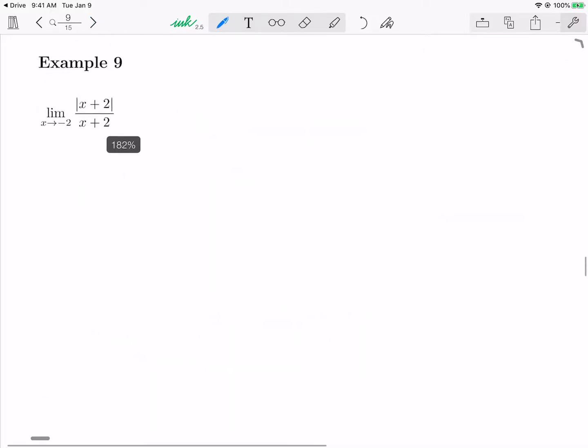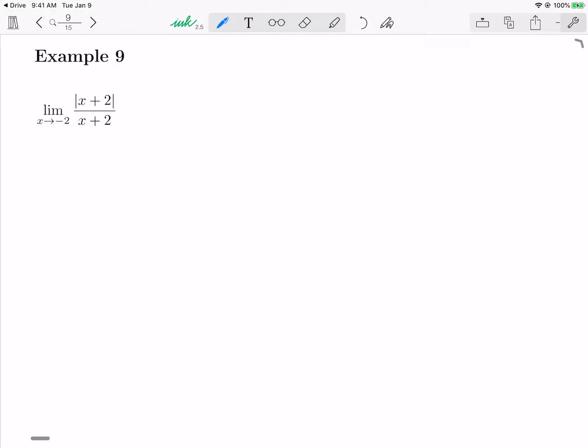So now we get into some more fun ones. If I plug -2 in right away, I notice the top will go to 0, and the bottom, the limit will also go to 0. So this is an indeterminate form. I've got to do something clever.